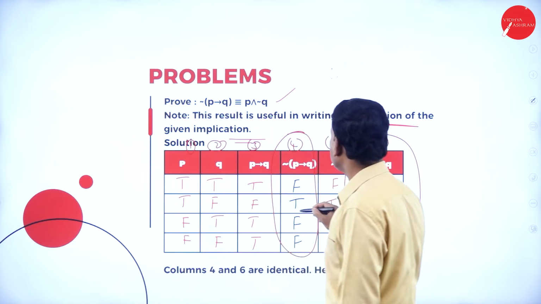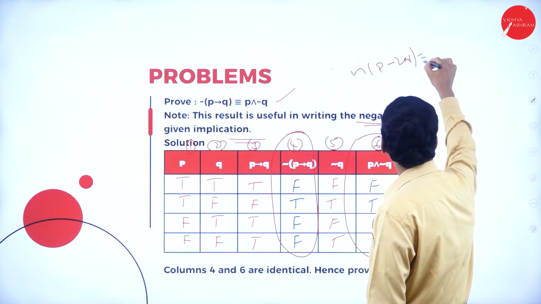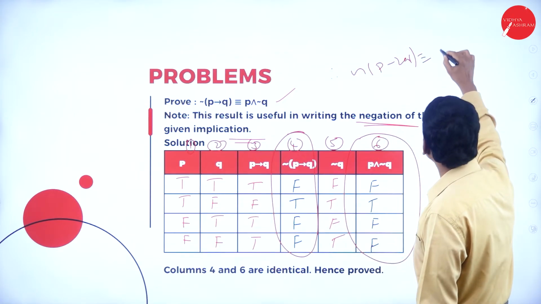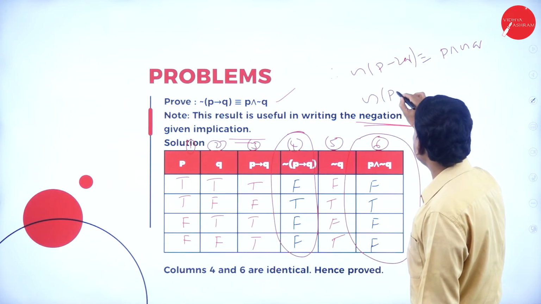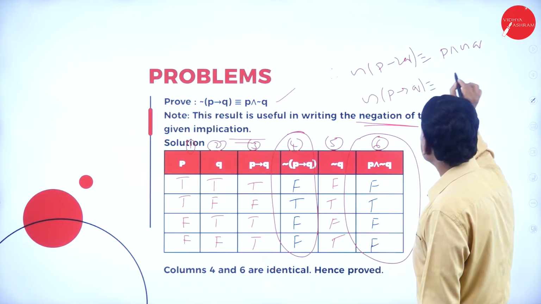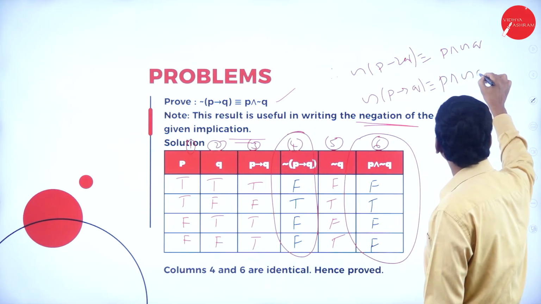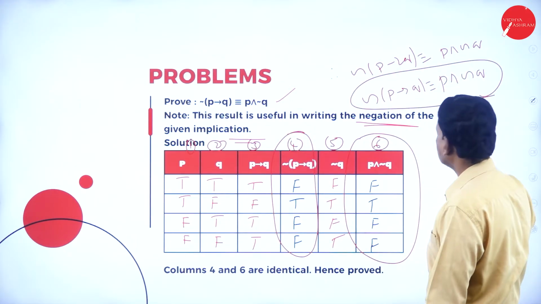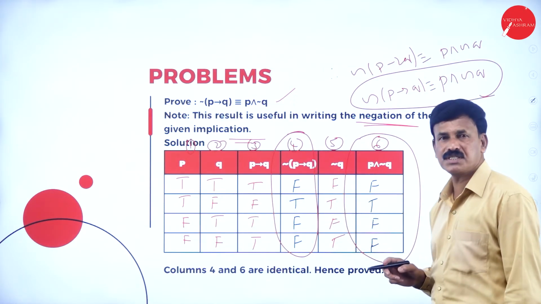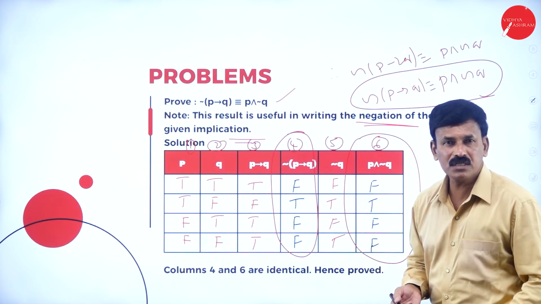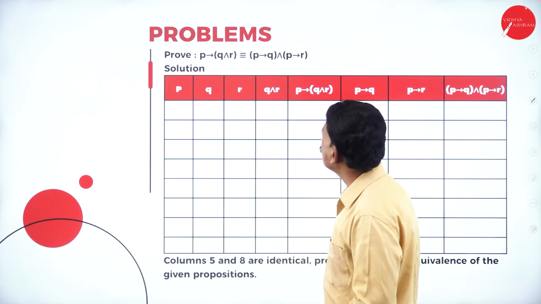So, therefore, what do you say? Negation of P conditional to Q is logically equivalent to P conjunction negation Q. That is, negation of P conditional to Q is logically equivalent to P conjunction negation Q. That's it. See, all the truth values in the 4th column and 6th column are the same. Therefore, they are logically equivalent. Hope you followed. Okay, now let us move to the next problem.